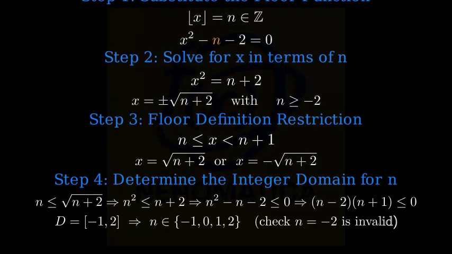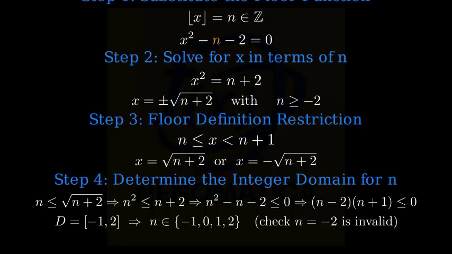First, from n less than or equal to x, if we try the positive branch x equals the square root of n plus 2, then n is less than or equal to the square root of n plus 2. For non-negative n, squaring gives n squared less than or equal to n plus 2, or n squared minus n minus 2 less than or equal to 0. Factoring, we get n minus 2 times n plus 1 less than or equal to 0, which holds for n between negative 1 and 2 inclusive.